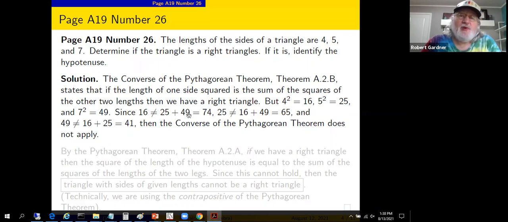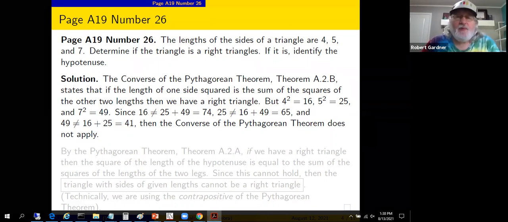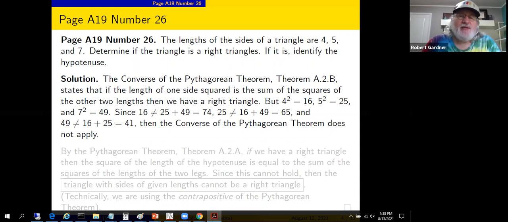16 is not the sum of 25 and 49, because 25 plus 49 is 74, not 16. 25 is not 16 plus 49, because that's 65. And 49 is not 16 plus 25. It's close, it's 41, but not equal. Of course, it would have to be that the longest one is the sum of the other two in the squaring sense. Really, if I think in that sense, I've only got to check this last one. The first two couldn't possibly hold. But we'll just check all 3 of them since we've got the numbers in front of us.